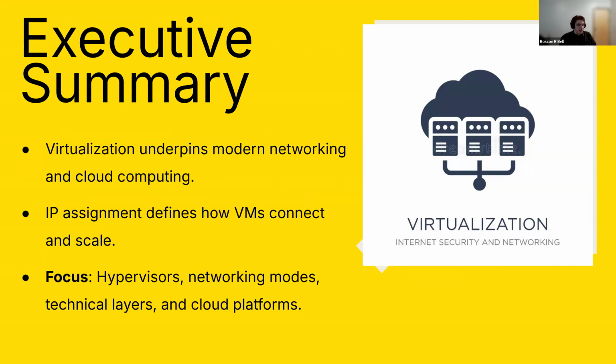After that, we examined the technical layer and how virtual adapters and switches allow communication between virtual and physical systems. And finally, we analyzed how cloud providers such as AWS, Azure, and Google Cloud automate this same process at scale using dynamic IP management. Altogether, this presentation shows how virtualization reshapes traditional networking to make systems more flexible, scalable, and efficient.